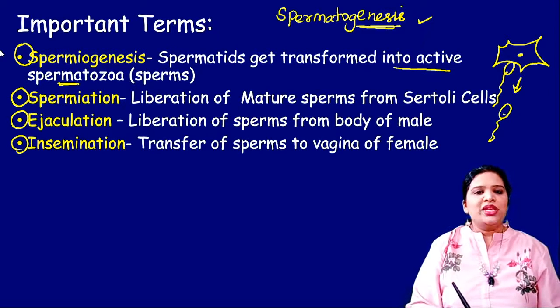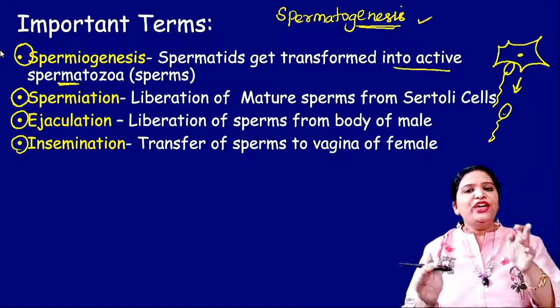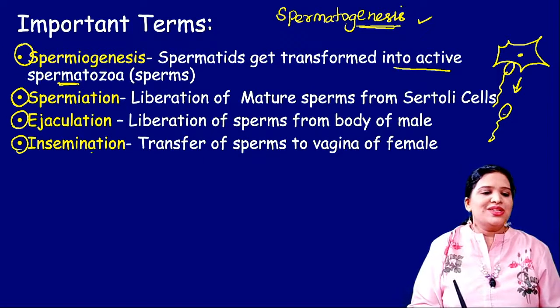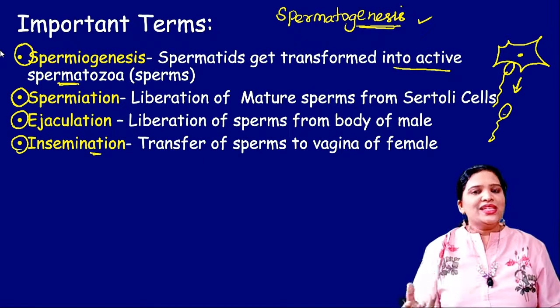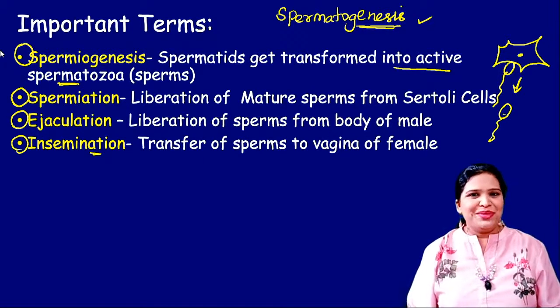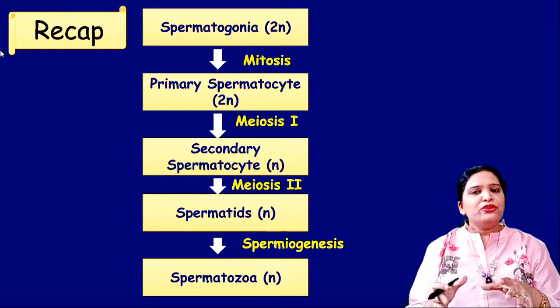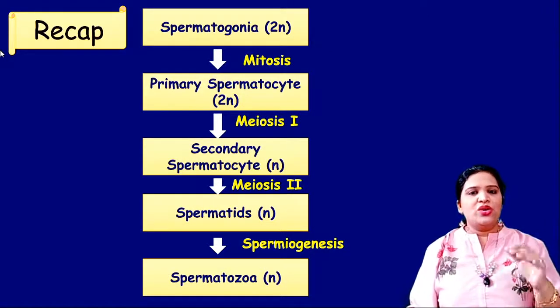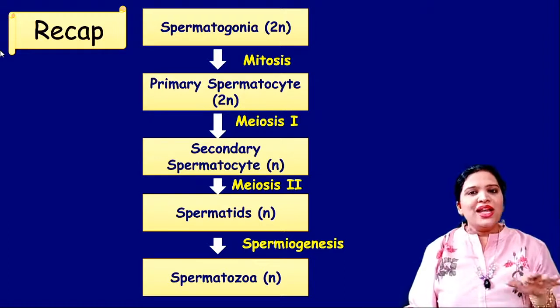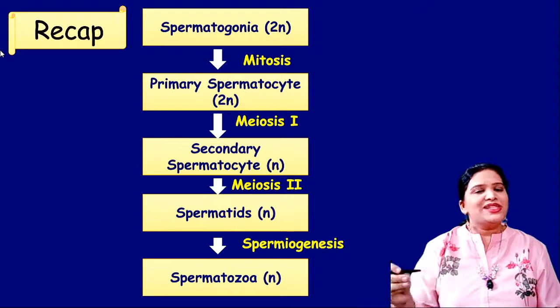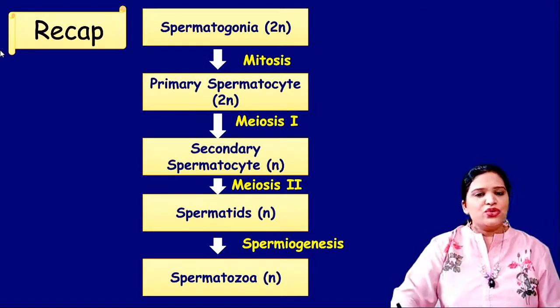What is insemination? Transfer of sperm, that means sperm produced in the male, into the vagina of the female. This happens during sexual intercourse. So this is called insemination. So these are some basic words you should remember. Okay, fine. So let us revise what we have studied so far in this lecture. We first have to remember the basic steps or cycle processes that occur in spermatogenesis, the number of chromosomes, and what type of cell division occurs. That is the basic thing you should remember.